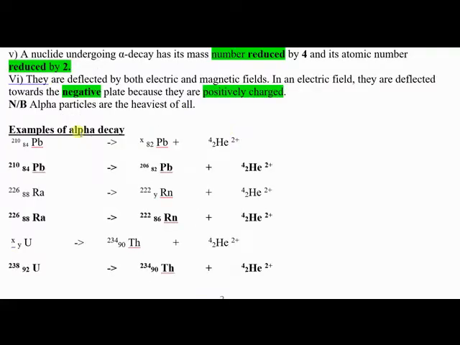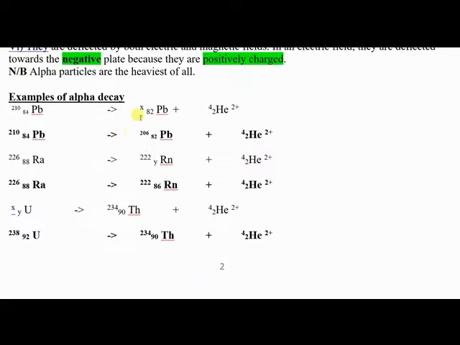So there are some examples for alpha decay. I want just to do one example for you so that you can see what we are saying. Actually, this one we call a nuclear equation, a nuclear reaction. This is now a nuclear equation.